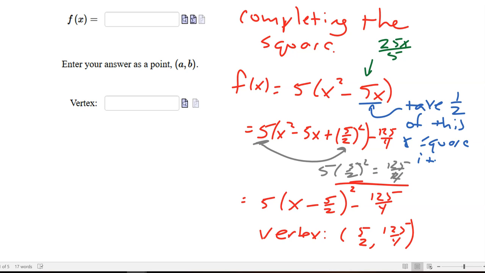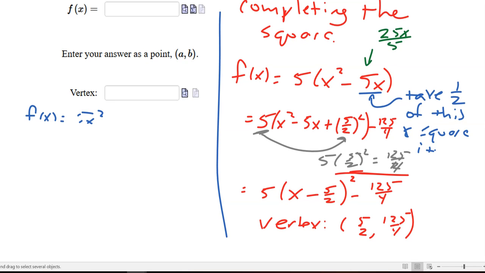Now, your other option is just to find the vertex and pretend you're almost starting from scratch. Okay? So if I do that, then my function was 5x squared minus 25x. My vertex formula says x is at negative b over 2a.